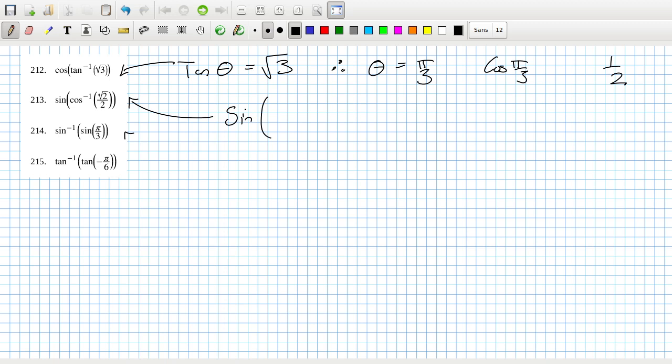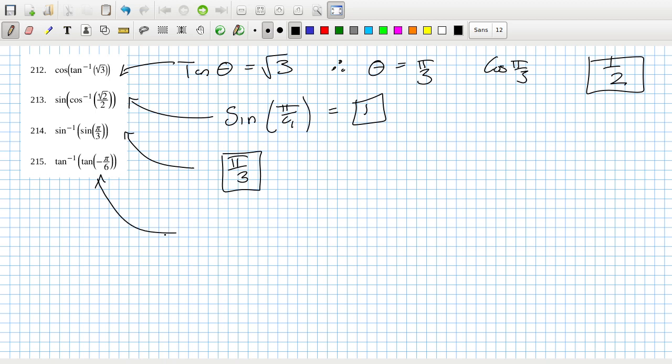So then sine, that's not going to change anything. It's going to be just pi over 4, isn't it? This is going to be sine pi over 4, which is 1. Okay. Oh, that one will just be pi over 3, won't it? And then the last one, I think the minus will trip things up here. I think this will be minus pi over 6.